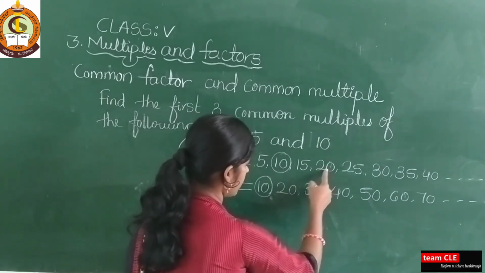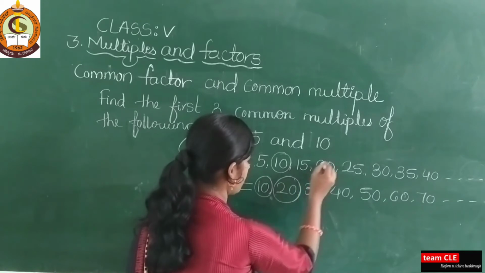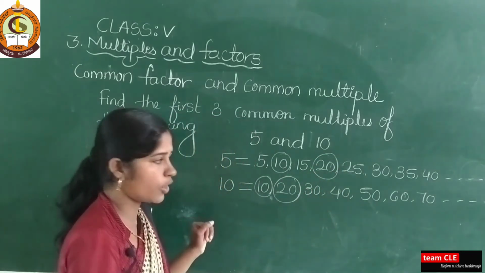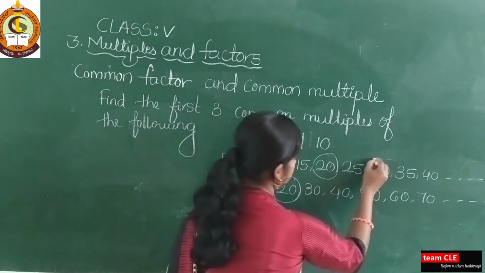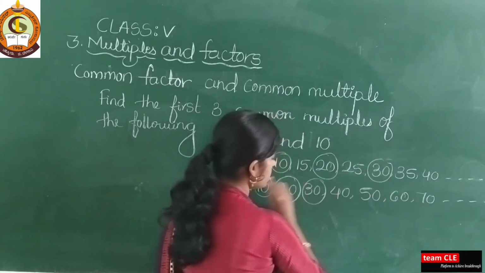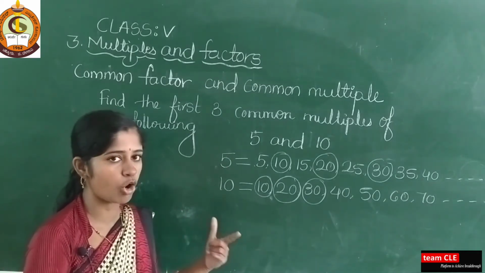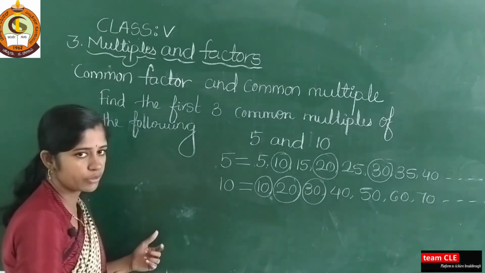20, 20 is here and also there. So circle this 20. Next, 25 is there, but 25 is not there. Then the next one, 30, and here also 30. So you stop here, because I got the first 3 common multiples of 5 and 10.